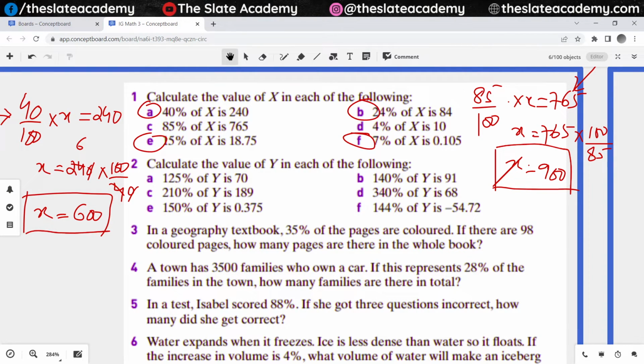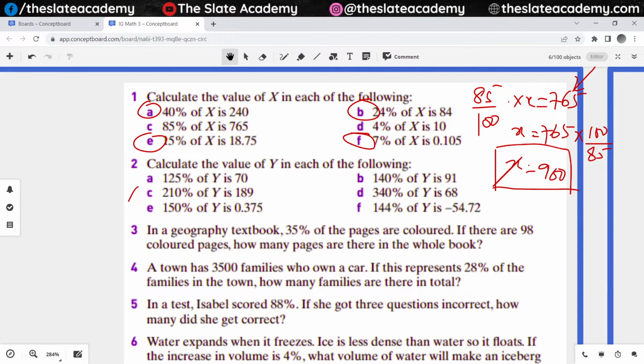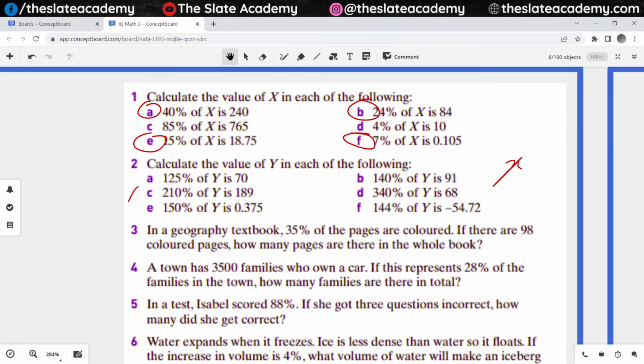If you people could quickly attempt questions B, E, and F now. Sorry? What is the value of x? That is what you have to find out. You have to find out the value of x.